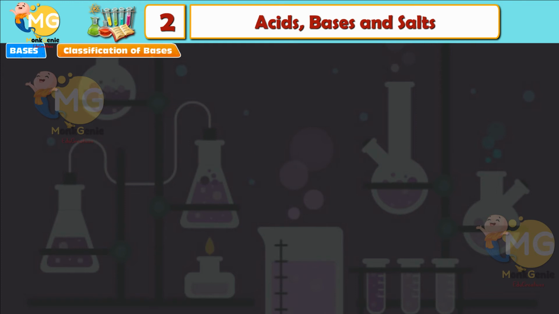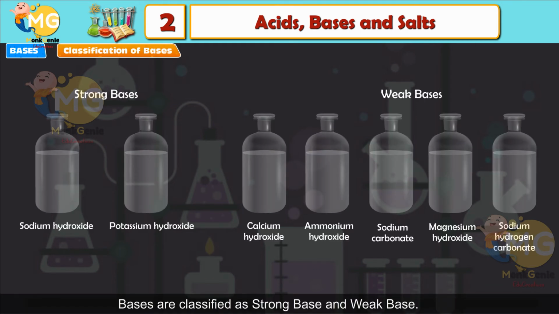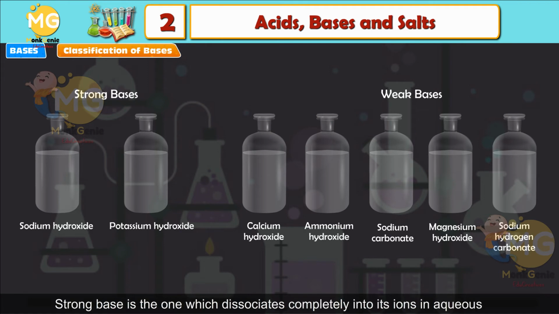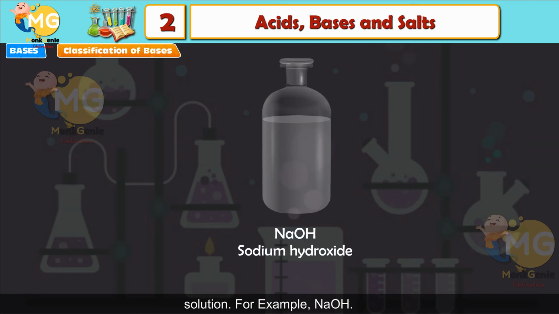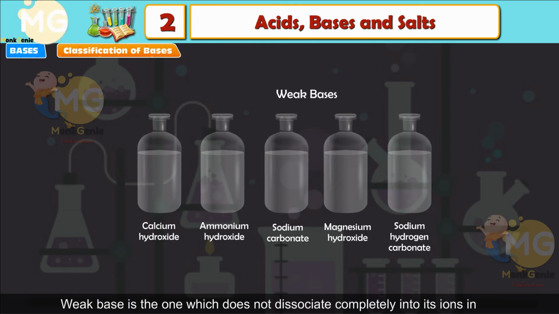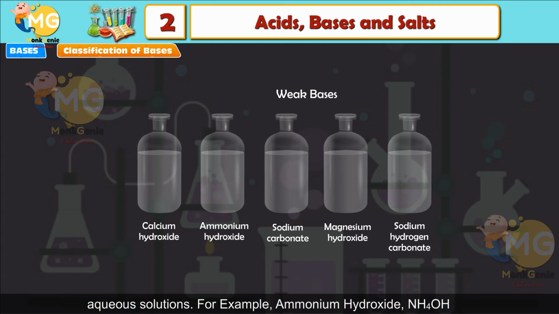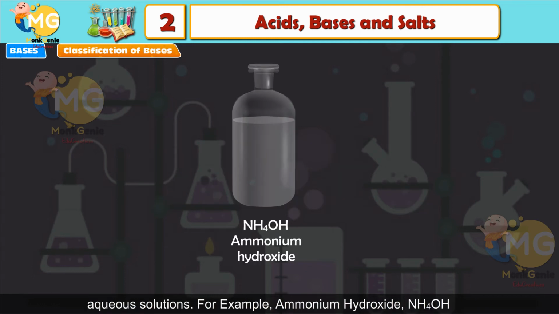Classification of bases. Bases are classified as strong base and weak base. A strong base is one which dissociates completely into its ions in aqueous solution, for example, NaOH. A weak base is one which does not dissociate completely into its ions in aqueous solutions, for example, ammonium hydroxide, NH4OH.